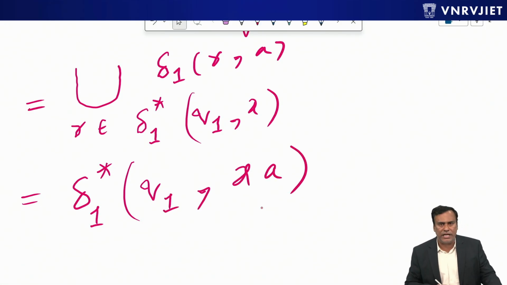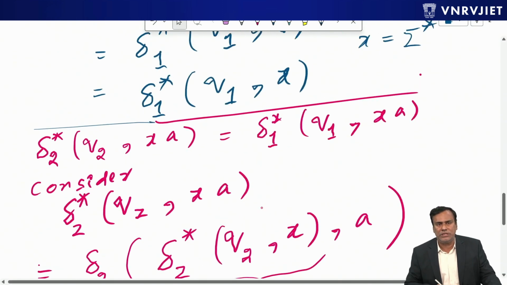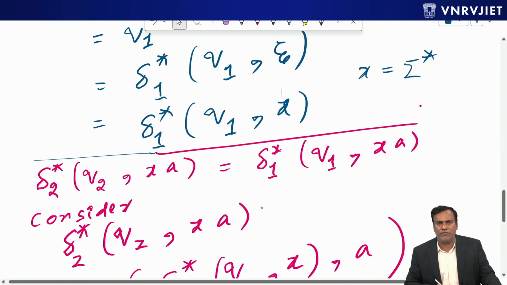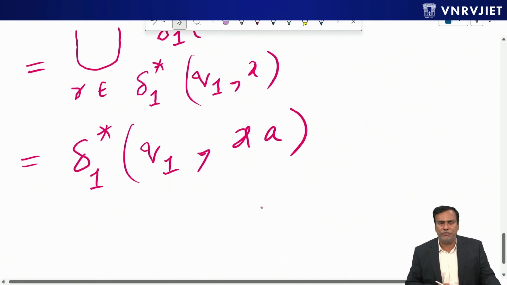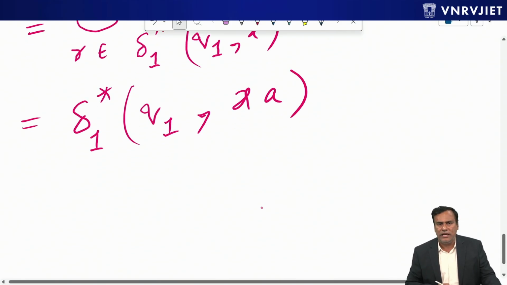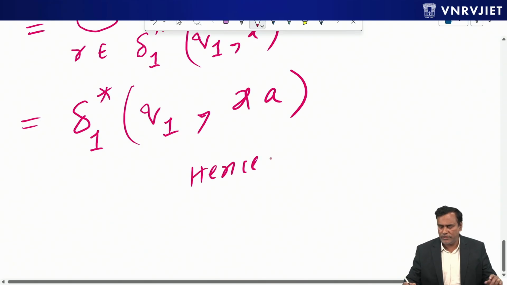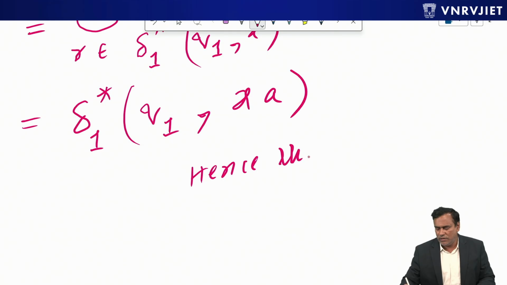So I started the derivation from delta 2 star of Q2 X A. From that I have got delta 1 star of Q1 X A. I think you have understood this. Hence the theorem. So I can say both NFA and DFA accept the same language. They both accept the same language.